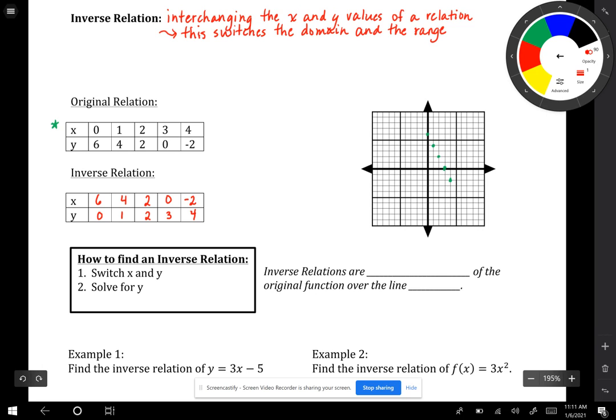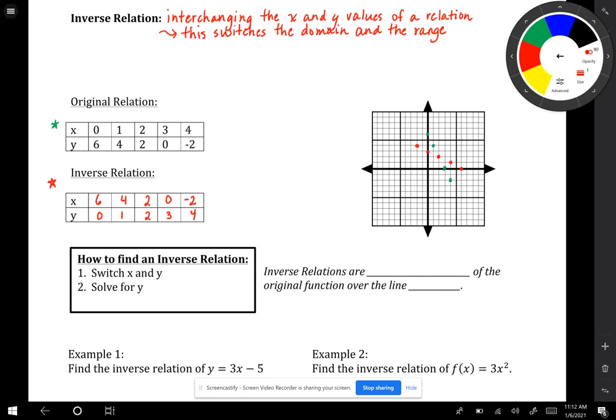Now for the inverse relation, so you just kind of see what it looks like. We have 6, 0, 4, 1, 2, 2, 0, 3, and -2, 4. Hopefully you see something there, but these relations are reflections of each other, and they are actually reflections of each other over a specific line.